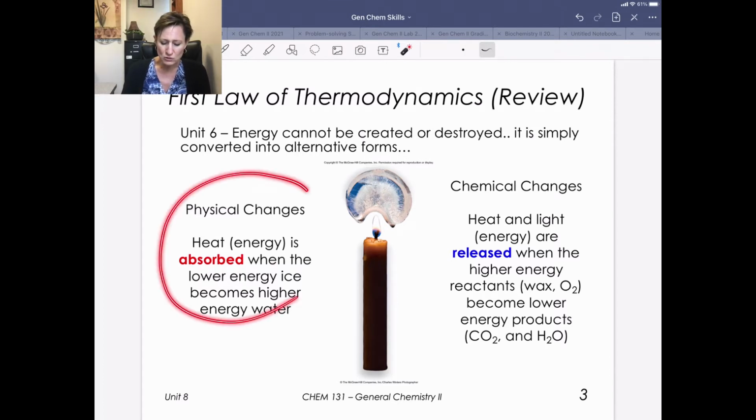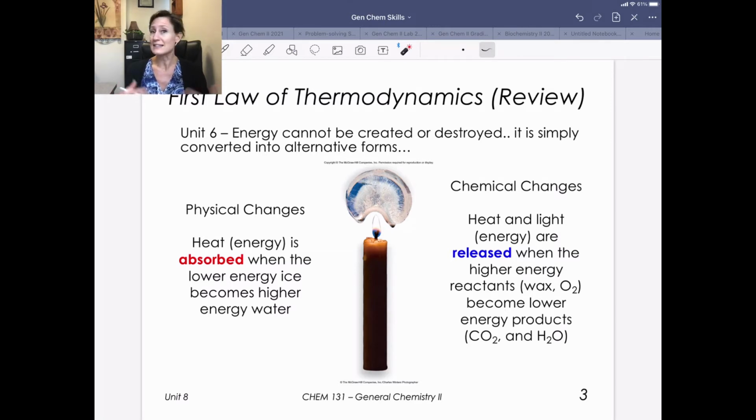So if we think about the physical changes that are happening here, heat is absorbed by this ice, and that's going to allow that lower energy ice to become higher energy water. So even though we think of melting as happening spontaneously, that's actually a process that goes uphill in energy. It doesn't happen unless you provide energy to have that go uphill.